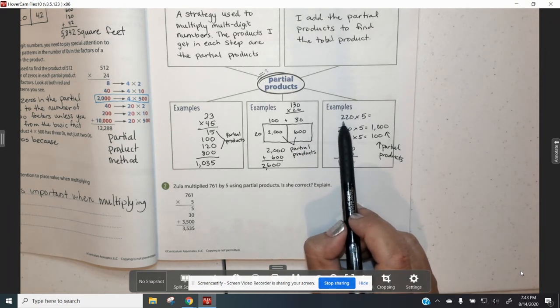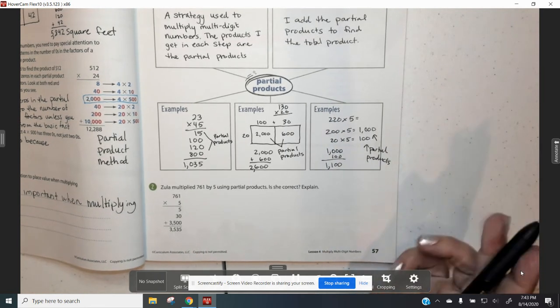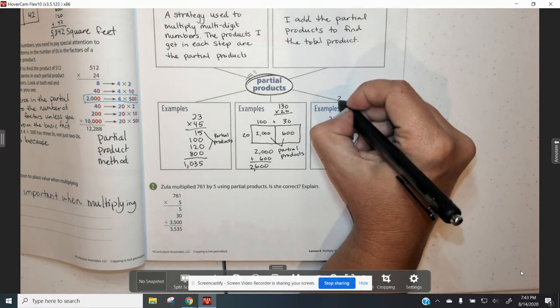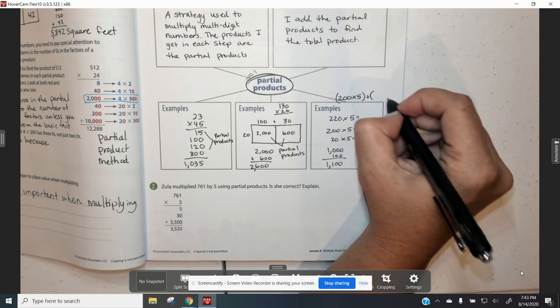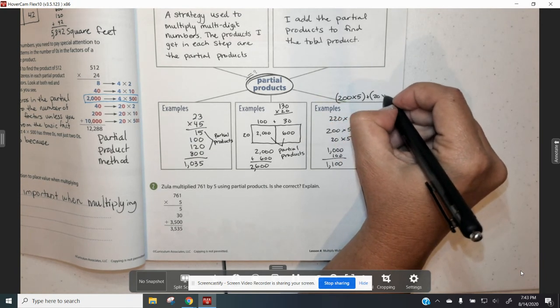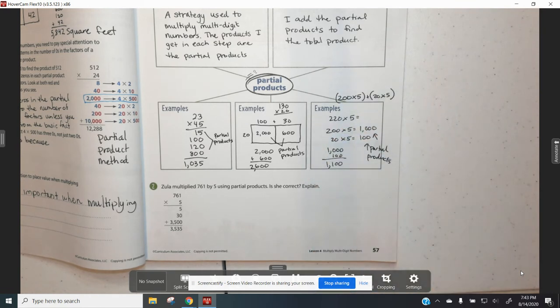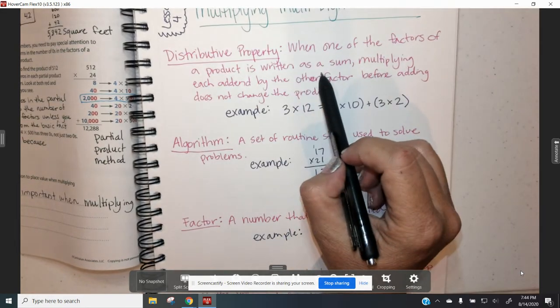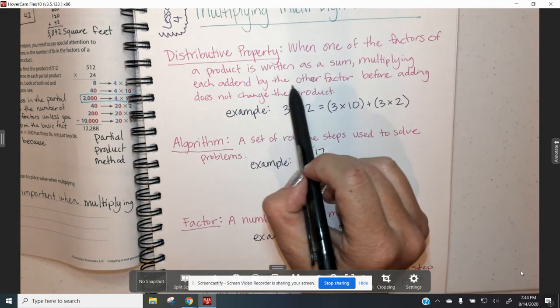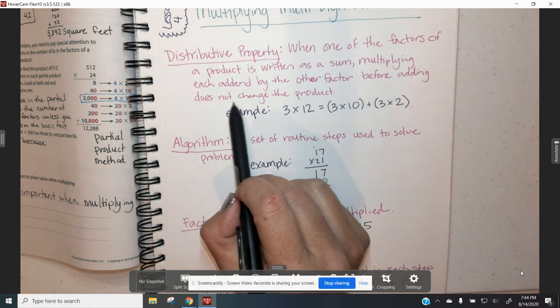Finally, we can look at what is 220 times 5. We know that 220 times 5 is the same as 200 times 5 plus 20 times 5. That is using the distributive property. The distributive property, and let me show you, I've got it right here. The distributive property is when one of the factors of a product is written as a sum, multiplying each added by the other factor before adding does not change the product.